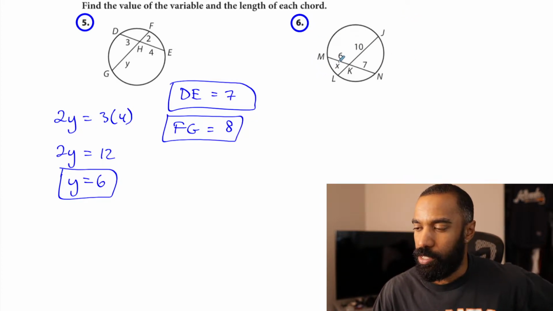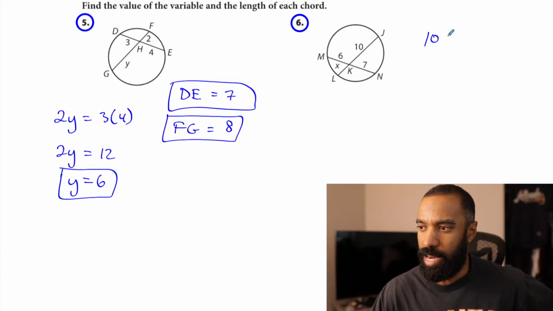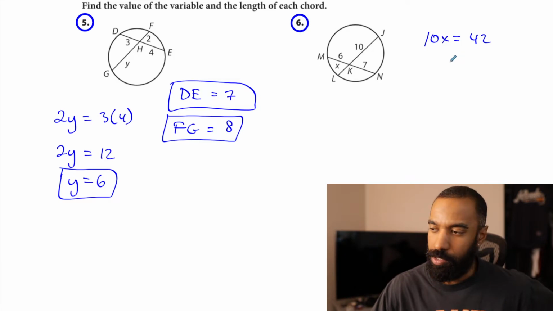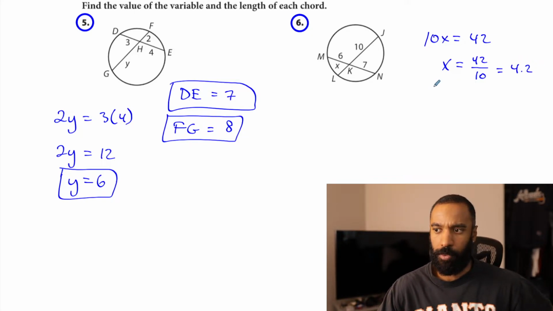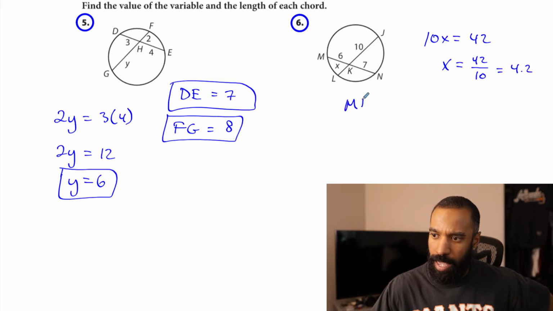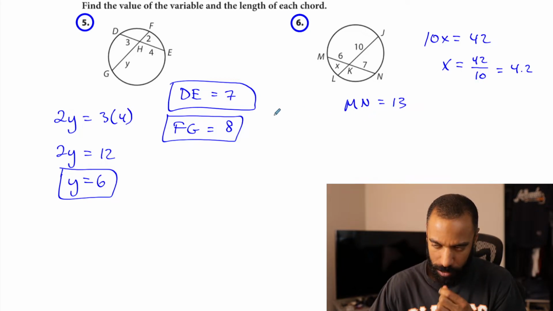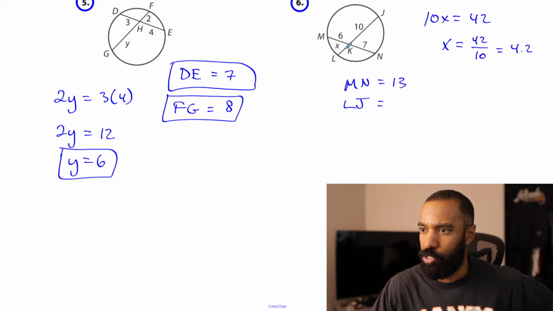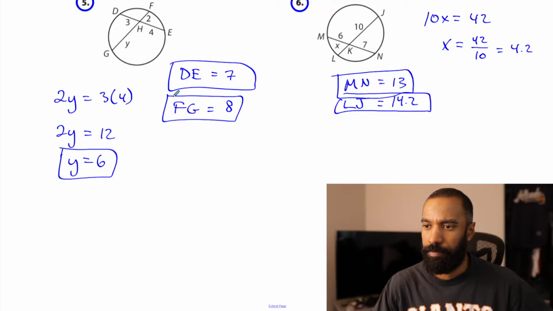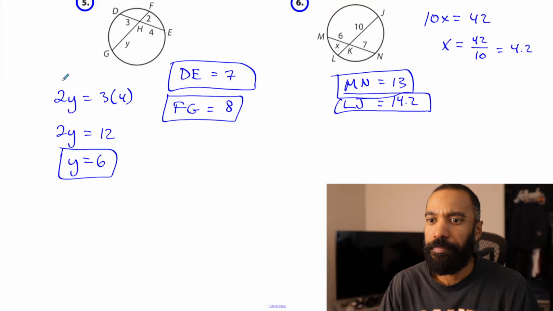All right, number 6. 10 times x, 10x equals 6 times 7, 42. Divide by 10. X is 42 over 10. I'm going to go ahead and write the decimal here because the addition will be a lot easier to work with. So that's 4.2. It's exact. The length of MN is, of course, 6 plus 7, which is 13. And the length of LJ is 4.2 plus 10, which is 14.2. So there we go. They do say find the length of each chord, and so that's what I'm doing there.